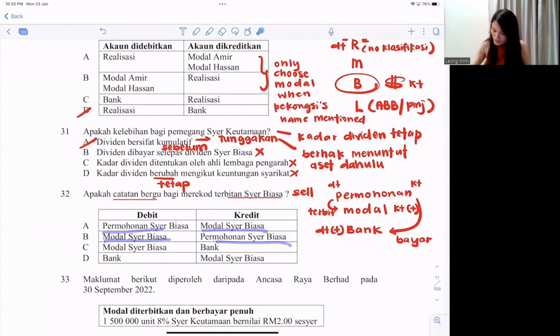See which one says model must be credit. So this is correct. This is correct. Then we want permohonan is wrong. Tick A. Okay, permohonan with model.